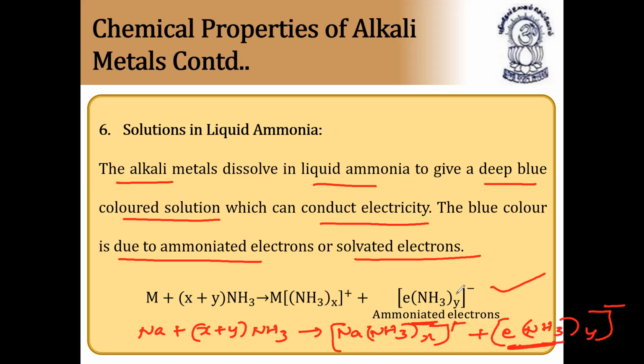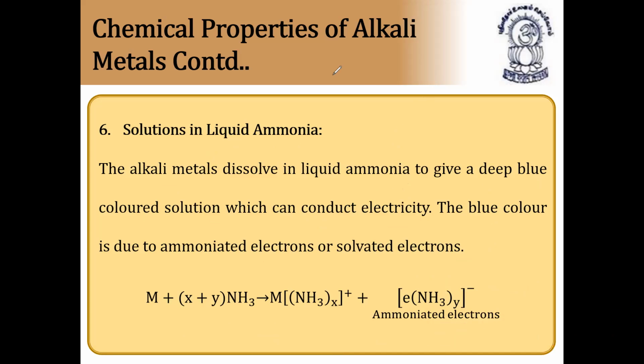More about this pairing of electrons we'll discuss in the case of ammonia. However, what happens when alkali metal is dissolved in liquid ammonia? They form deep blue colored solution due to the formation of solvated electrons, which are responsible for the conduction of electricity.